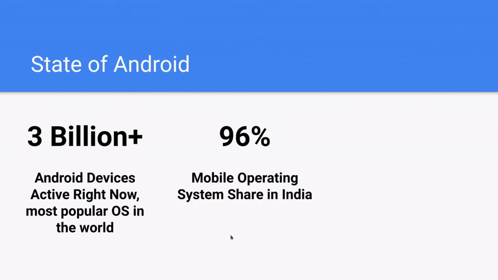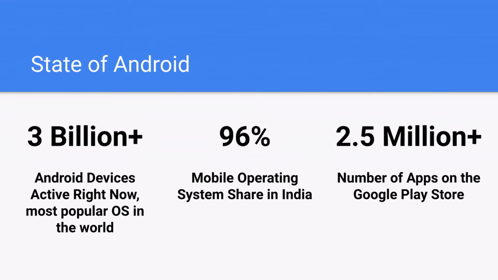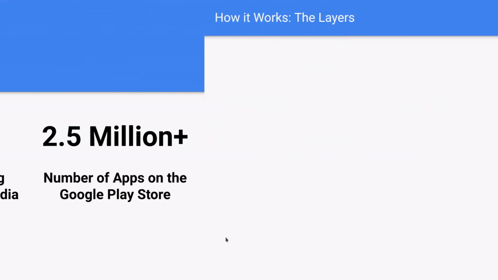It's the largest mobile operating system in India, having a staggering share of over 96%, and is a major operating system in most of the developing countries. In the US, the share is a bit marginalized between iOS and Android, but it still holds a 50% share. And there are over 2.5 million apps on the Google Play Store, indicating that a large number of developers are working towards building Android apps that can be used by its 3 billion user base.